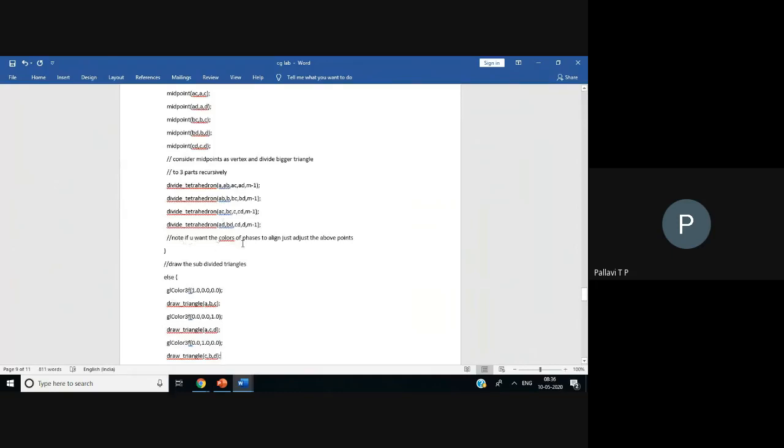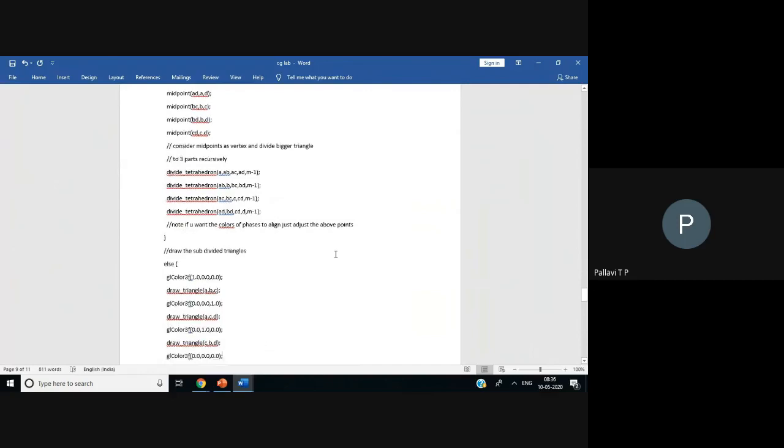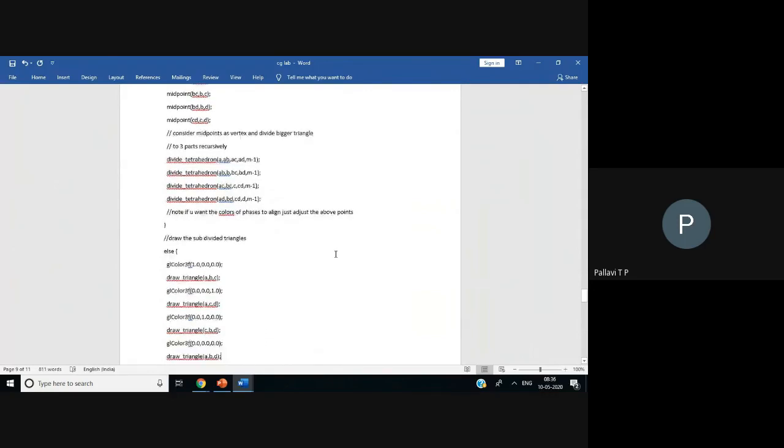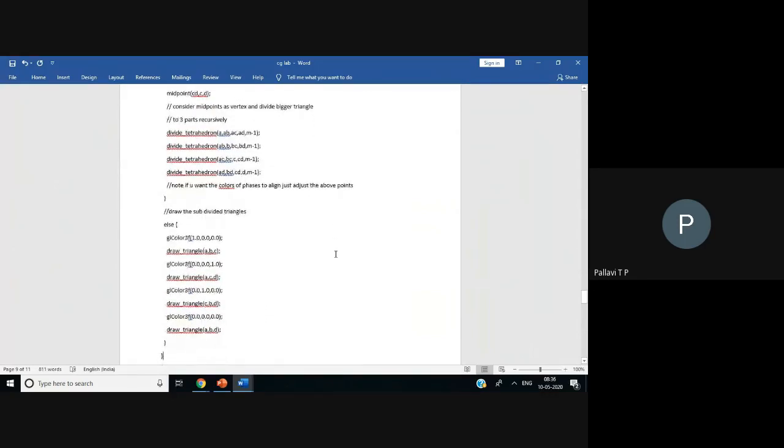Now if you want to color the faces, just adjust the points above. So if you want to color the tetrahedron with different colors, we just align the points above. See here, draw the subdivided triangle. Whatever the subdivided triangle is there, by using the midpoint, we are drawing it. See here, glColor3f, we are giving the color for the subdivided triangle.